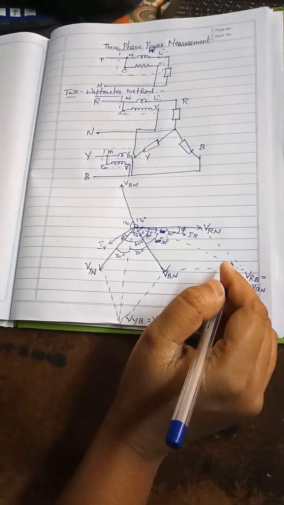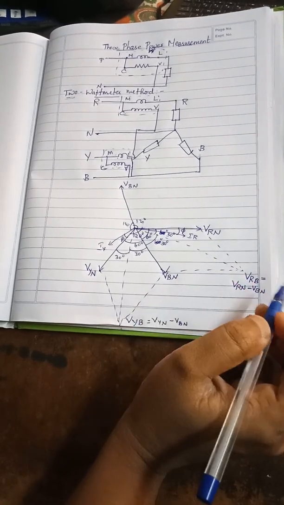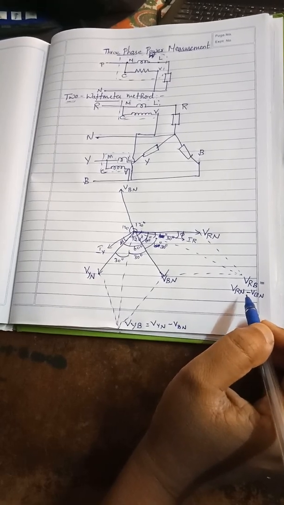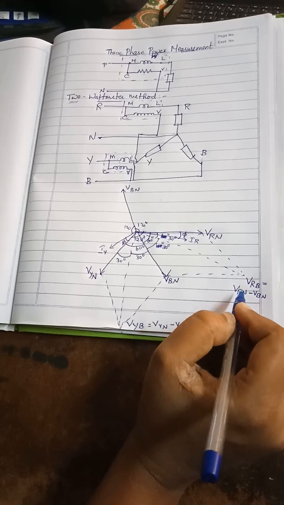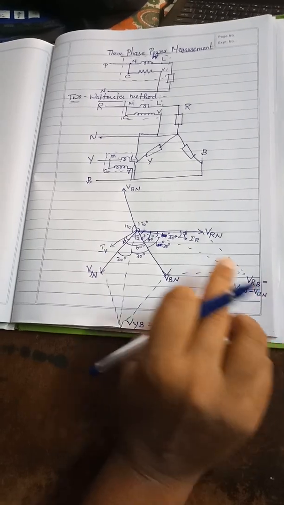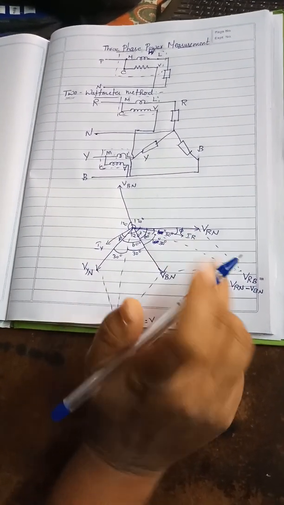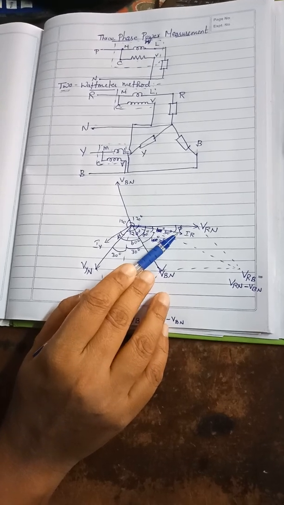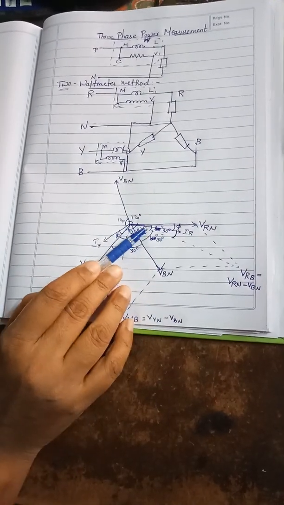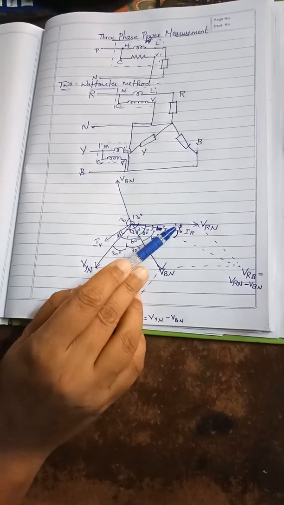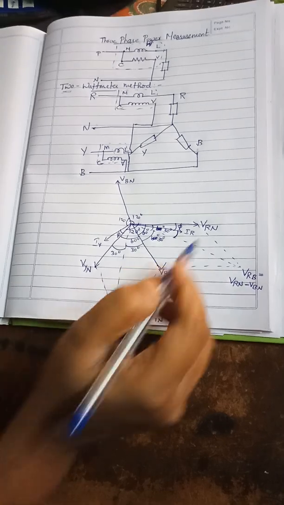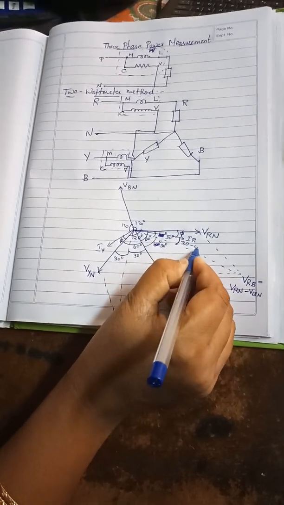Next, you have to find out the phase angle between line voltage and line current. This is the line voltage VRB and this is the line current IR. What is the angle between these two? This is 30 degrees and this is phi. So this angle is nothing but 30 minus phi.